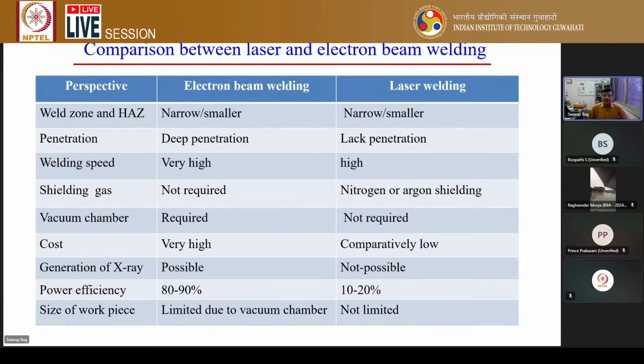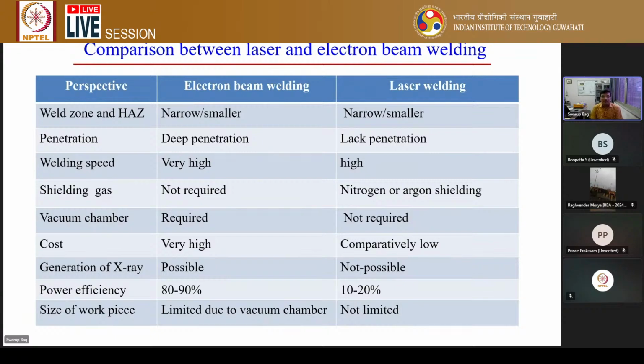Welding speed. In the electron beam welding process, we can use very high speed. We can move the torch at very high speed to perform the welding process. But in laser welding, it is relatively less as compared to electron beam welding. It actually depends on the amount of heat transferred to the workpiece, and that is related to the power, electron beam power or laser power, divided by the velocity.